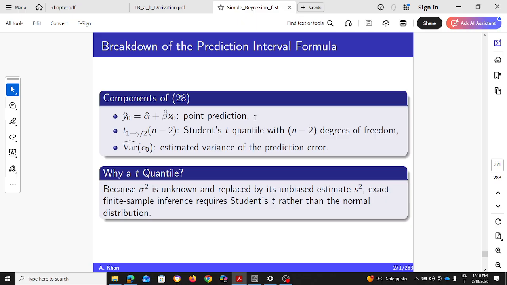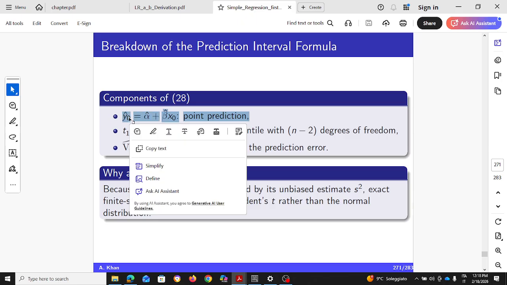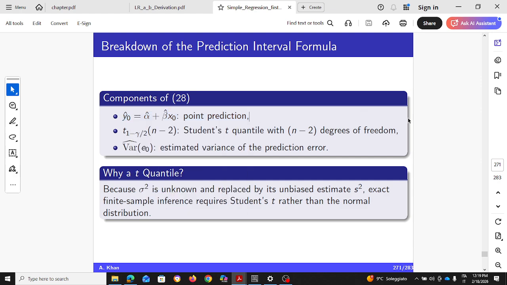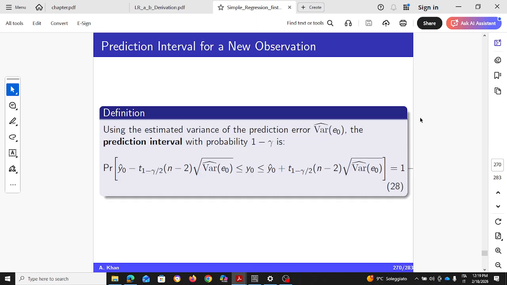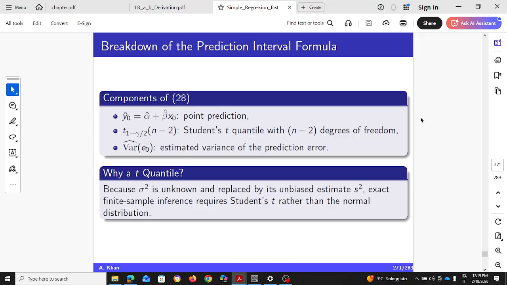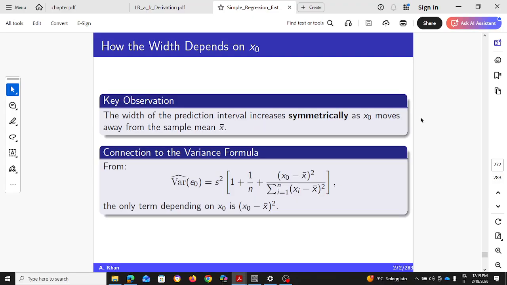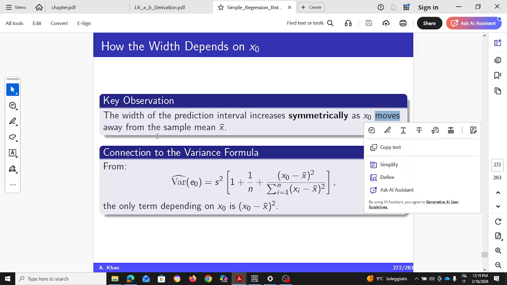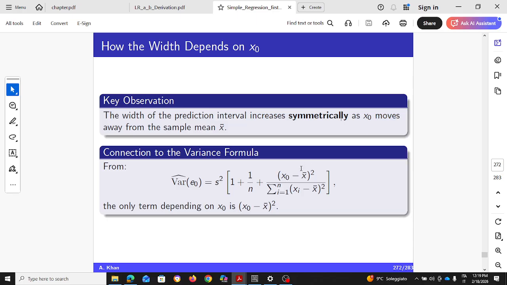Now, this is used just for point prediction, and if we want to build the interval prediction, then we go to those intervals for this case. As previously mentioned, the width of the prediction interval is symmetrical. Again the same thing: if x moves away from the mean, you have much more variability, much more variance, because it's directly related to the variance. It's in the numerator, not in the denominator.